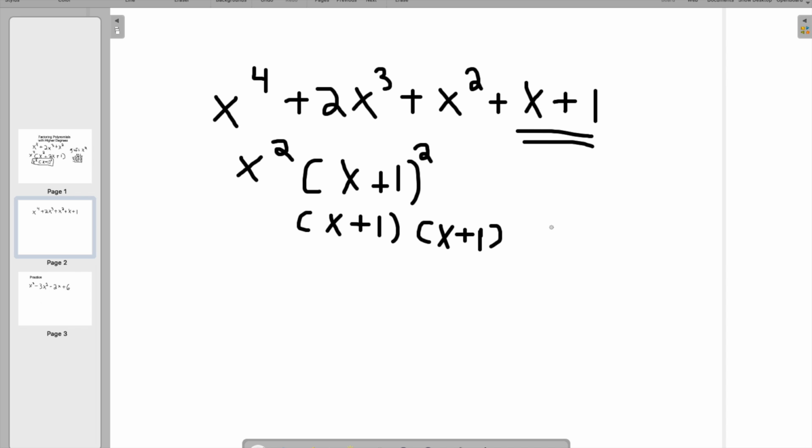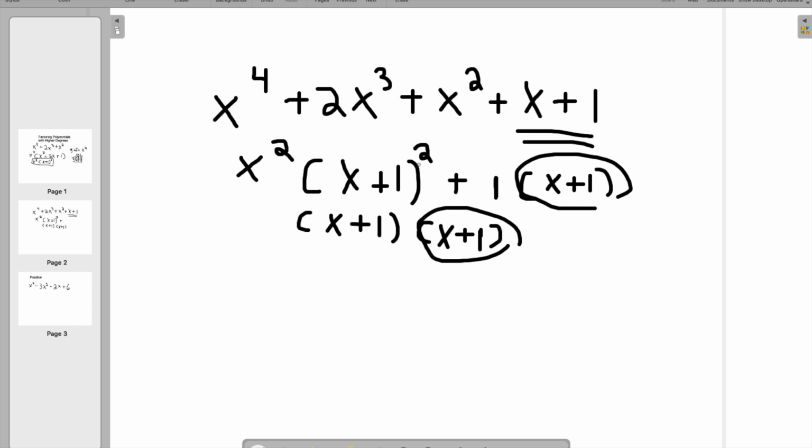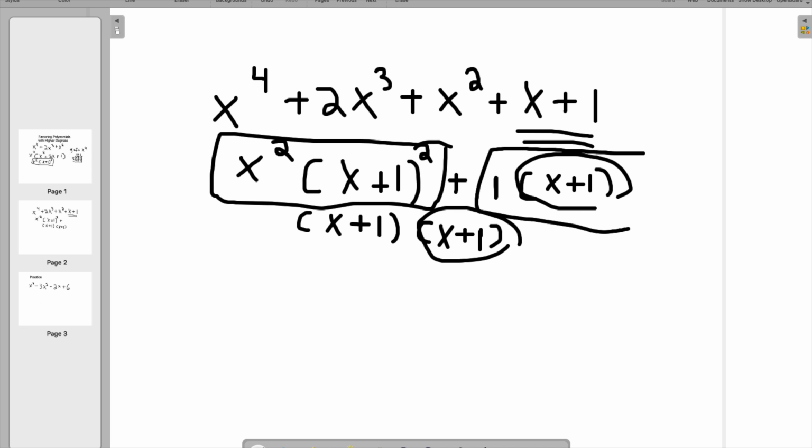Okay, so now I'm going to factor x plus 1, and the GCF of that is obviously going to be 1 because that's the only factor that is divisible by both of them. So it's going to be plus 1 times parentheses x plus 1. As you can see, x plus 1 and x plus 1 are both in each group that I grouped them in. So I drew boxes around them to show how I grouped them, and there's a plus sign differentiating the groups.